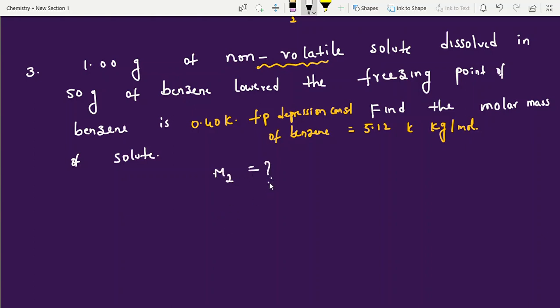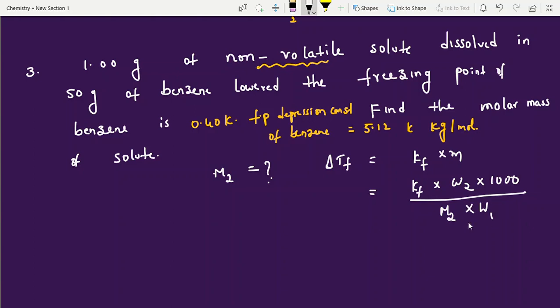Right. What is the related formula, students? Delta TB we can write as delta TF, freezing point, Kf instead of Kb. Kf into M. So Kf into W2 into 1000 by, tell me students, M2 into W1. So can you write the given data, non-volatile solute, W2, how much? 1. Right. So next one, W1, 50 gram, right? So what is this? Lower freezing point, 0.40 Kelvin. Delta TF also directly they had given.